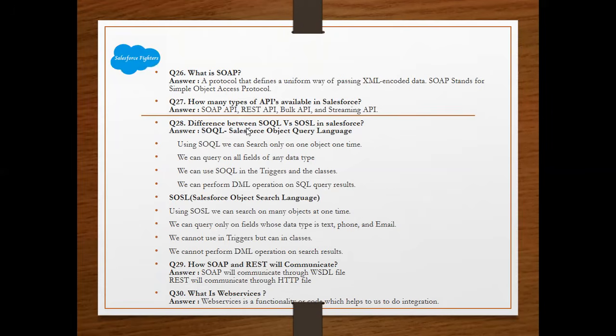Next question: difference between SOQL and SOSL in Salesforce. SOQL is the Salesforce Object Query Language. Using SOQL, we can search only one object at a time. We can query on all fields of any data type. We can use SOQL in triggers and classes. We can perform DML operations on the SOQL query result.